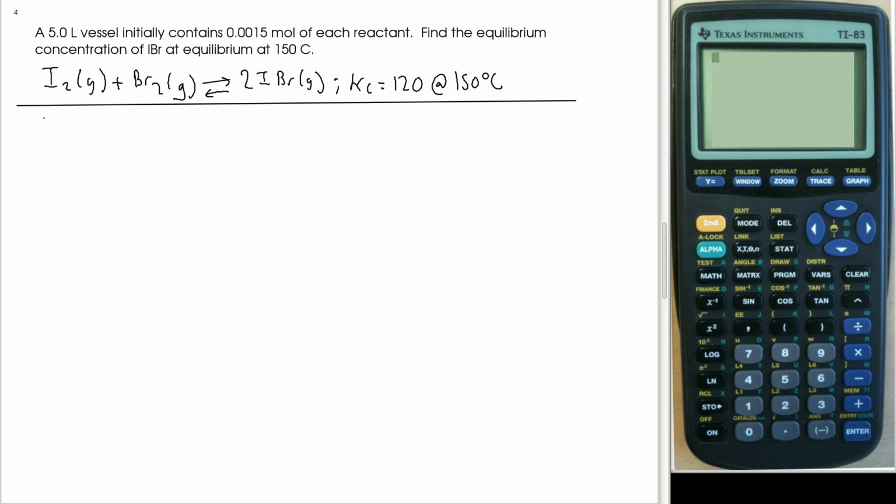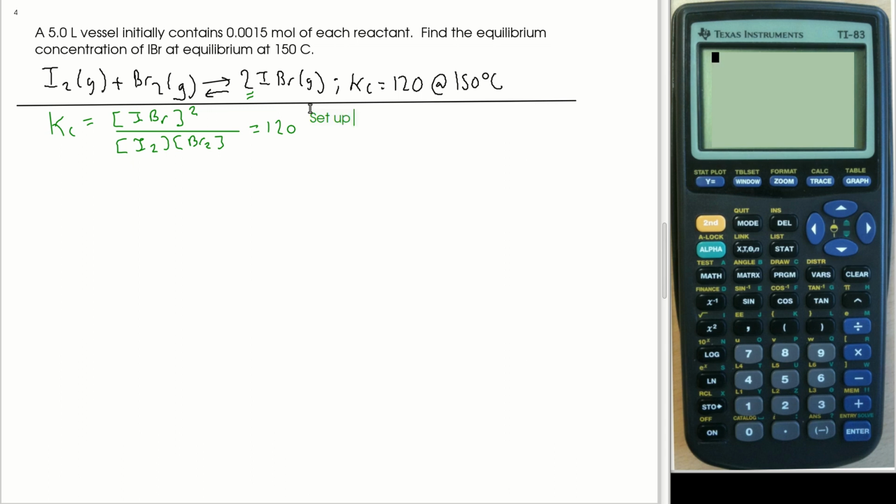To do that, at this point, this should be pretty routine to you. You're going to have to actually write out that Kc expression. So we're going to have iodine monobromide squared. That's our products. Notice we have 2 of them there. Concentration of iodine, concentration of bromine. Everything's a gas here, so everything shows up in the expression. That's going to equal 120. And what we're going to have to do here, of course, is we have way too many variables. We have 3 variables in one equation.